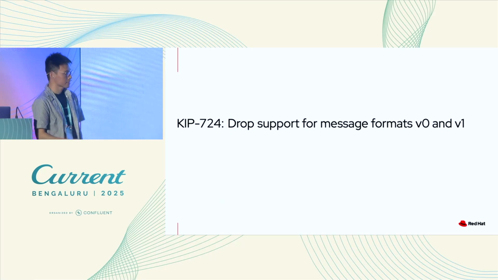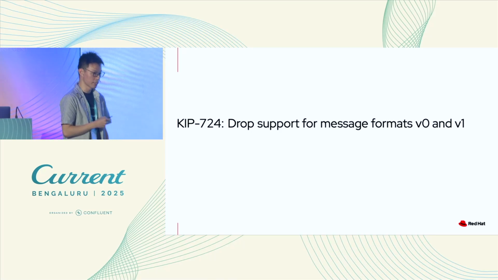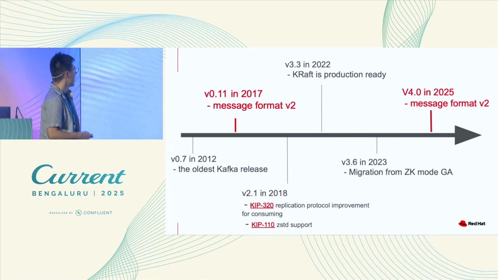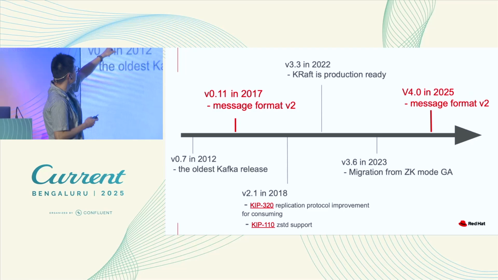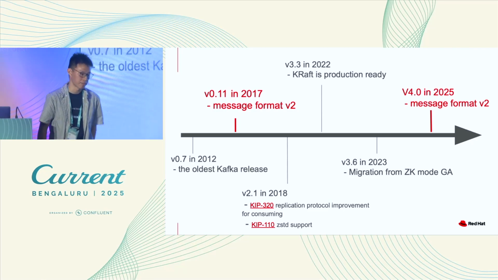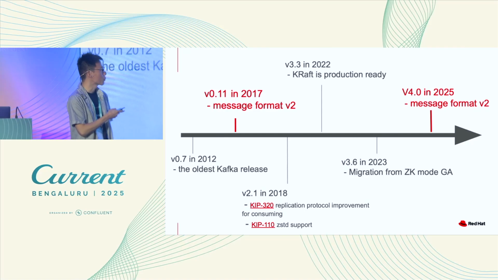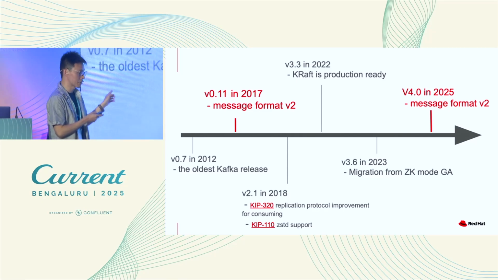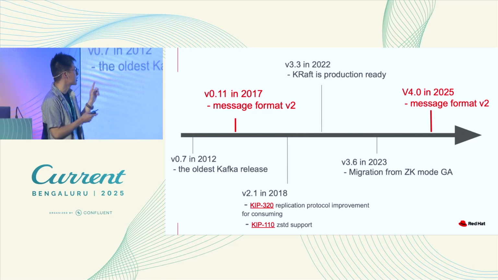OK, next important change. Drop support for message format version 0 and version 1. This is a diagram I showed you earlier. You can see we introduced message format version 2 in 2017. Until now, we are still using version 2. That means version 0 and version 1 are really out of date. So that's why we think it's a good time to drop the support for them.